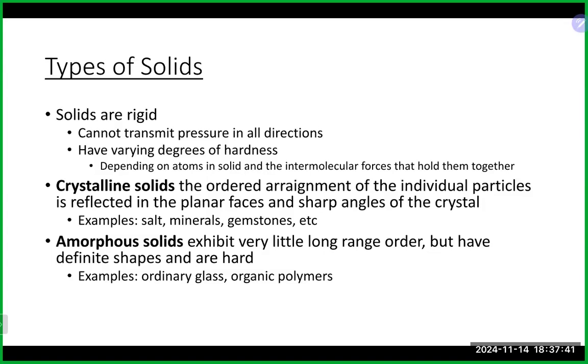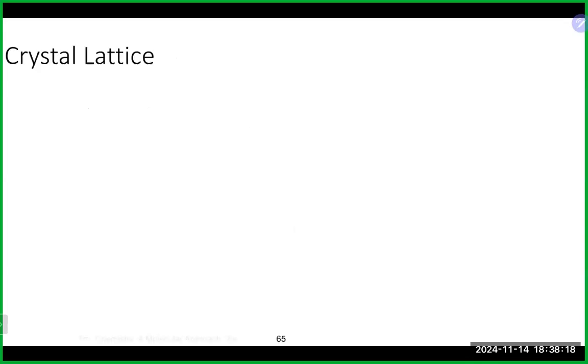There are a couple of different types of solids. There are crystalline solids, which have a very ordered arrangement. They have long range orderedness in terms of how they come together. So when they come together in a nice solid form, they are very much organized. Ionic compounds, like salts and minerals, are examples of that. Amorphous solids exhibit very little long range order, and they don't have a definite shape. They are still hard, but things like glass, for example, and organic polymers are amorphous types of solids.